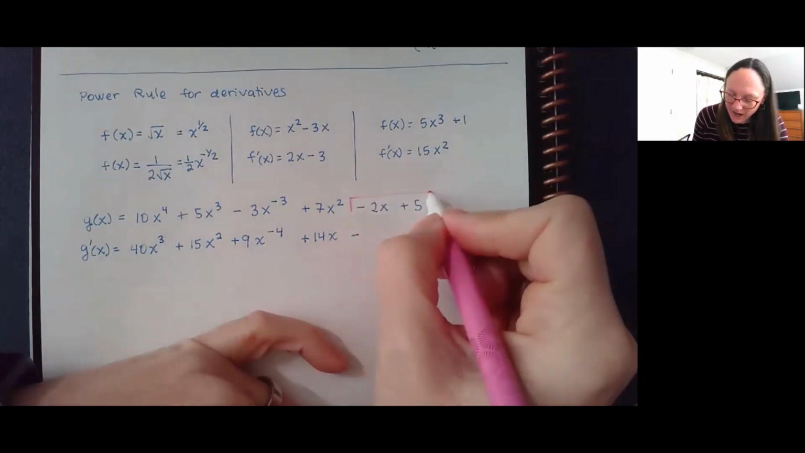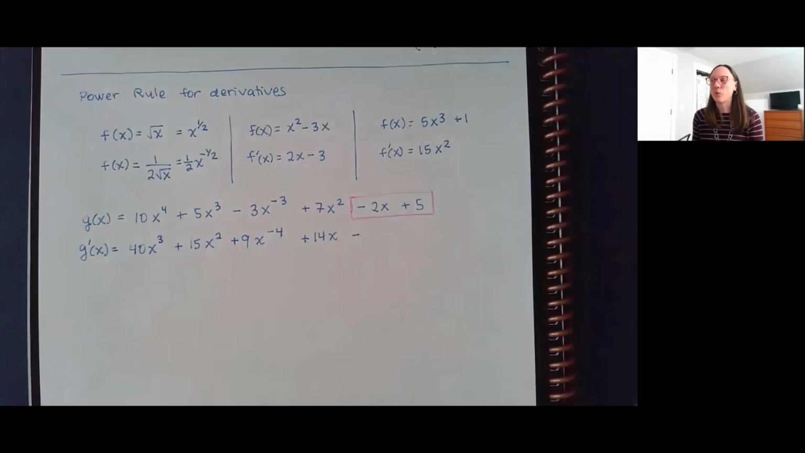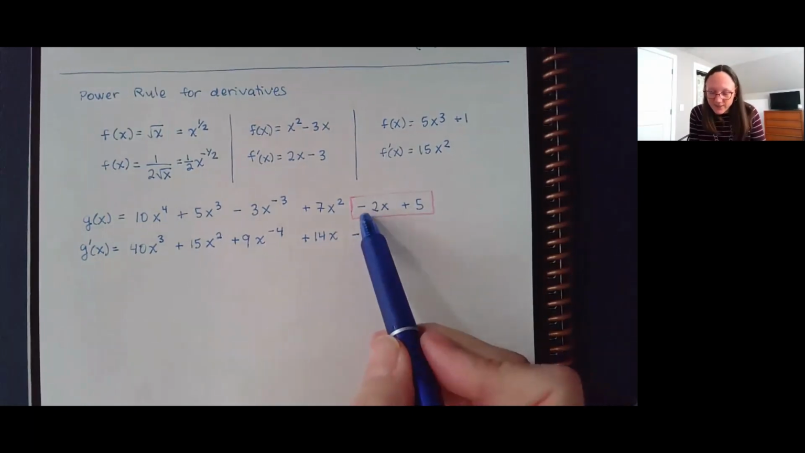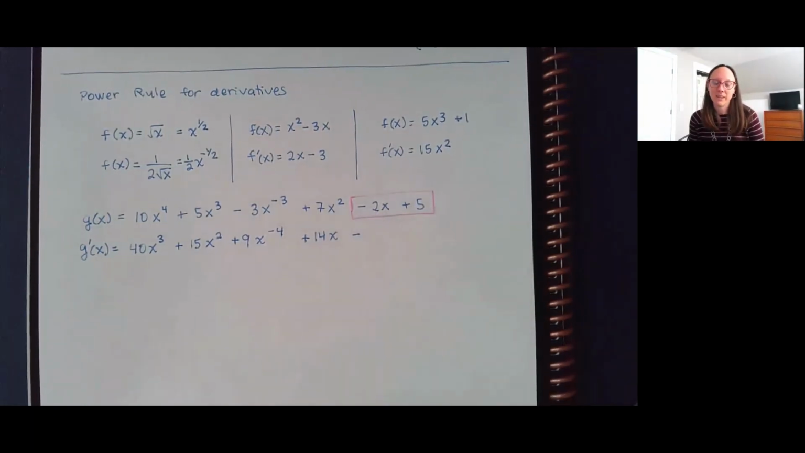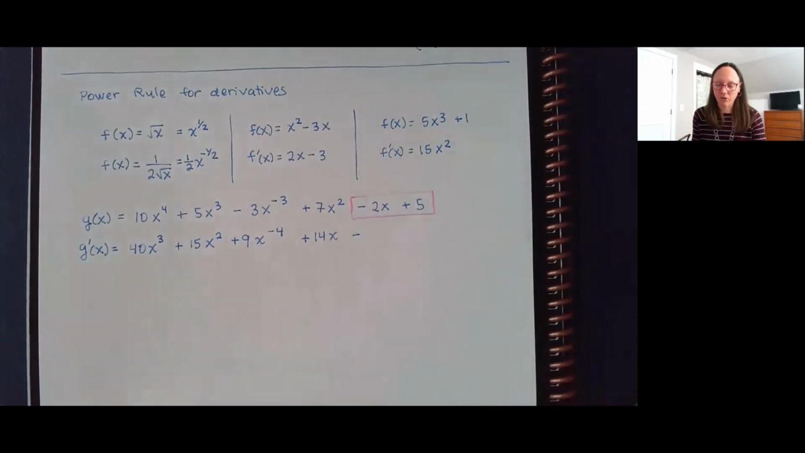If this were the entire function, that's the equation of a line. y equals negative 2x plus 5. And if the whole idea behind the derivative is to find the slope, we know where to find the slope of that line. It's just the coefficient on x. So the slope of negative 2x plus 5 by itself is negative 2.